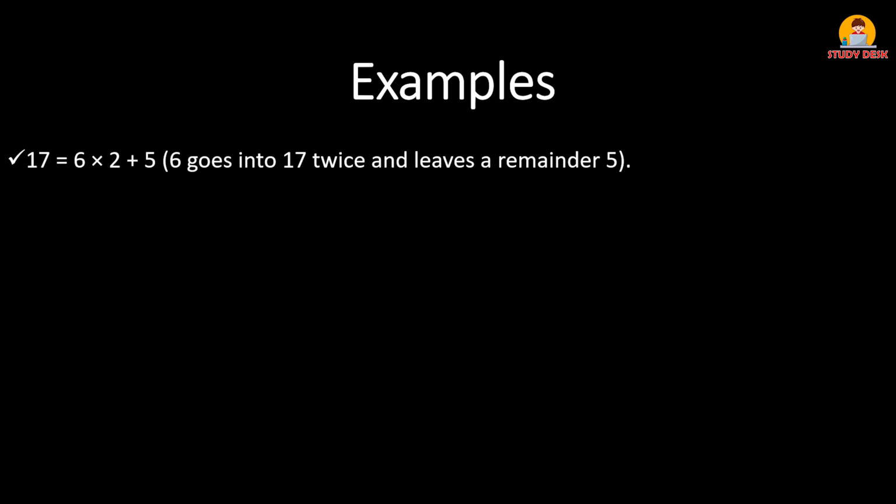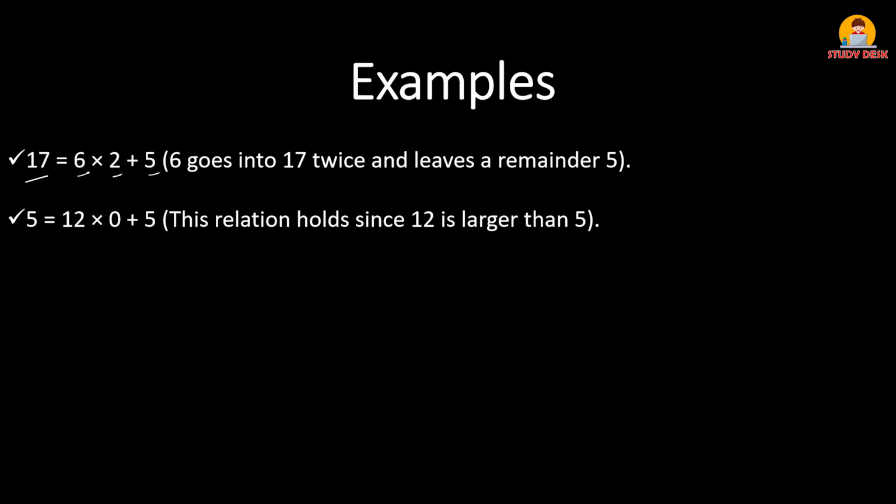Now we are going to go through all those three examples and write them in terms of Euclid's division lemma. First of all, 17 is equal to 6 into 2 plus 5. We can say 6 goes into 17 twice and leaves a remainder 5. In the second example, we discussed that 5 is equal to 12 into 0 plus 5. Now here, observe that the quotient is 0. The reason being, the dividend is lesser than the divisor. So this relation holds since 12 is larger than 5.